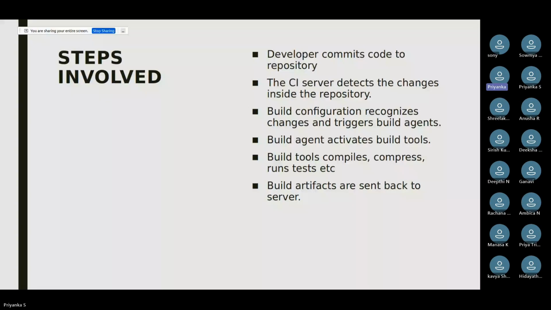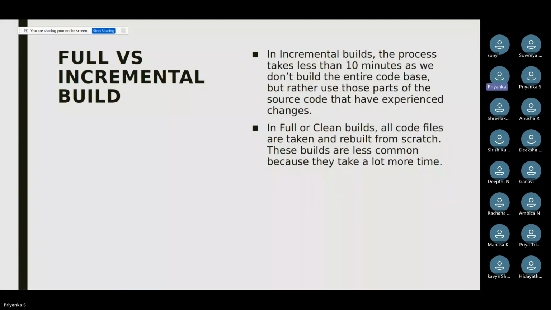Then the last point: build artifacts are sent back to the server. Whatever artifacts are built, once the code passes all the build stages, including the testing, it will normally be sent back to the CI server. When all the work is done, it has to be sent back to the CI server. At this point, it can go to production or further testing or storage. So that is why they say build artifacts are sent back to the server. For whatever reason we require it, it can be used either for production, for testing, or for storage. Then moving on to full versus incremental build.